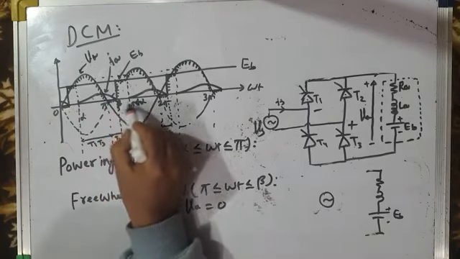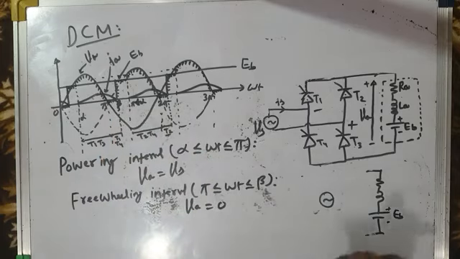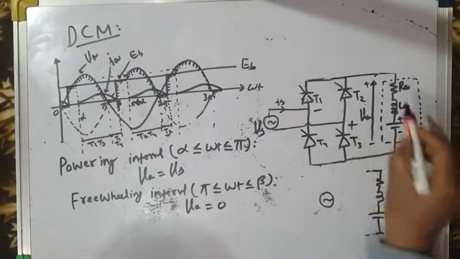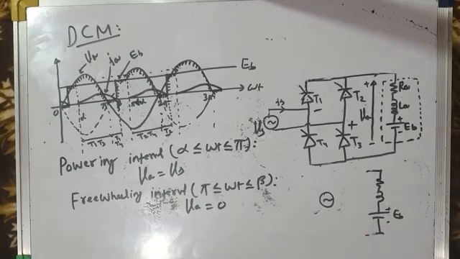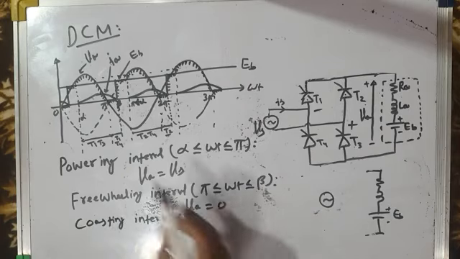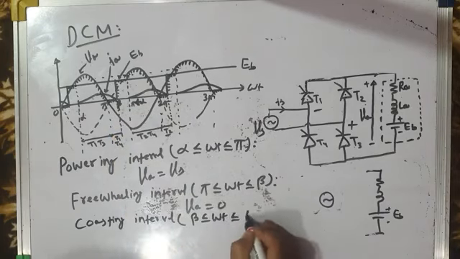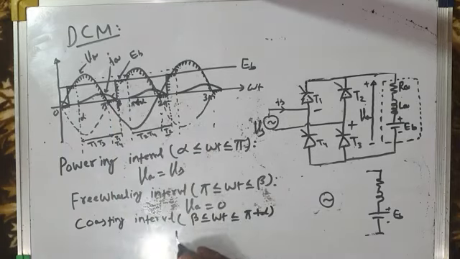The third interval is beta to pi plus alpha. During this period none of the devices is conducting. Your load is completely disconnected from the source. It is not receiving power from the source, and it is not freewheeling either. It is called the coasting interval, from beta to pi plus alpha. During this coasting interval, load voltage is the same as back EMF, VA is equal to EB. So these are the three intervals.